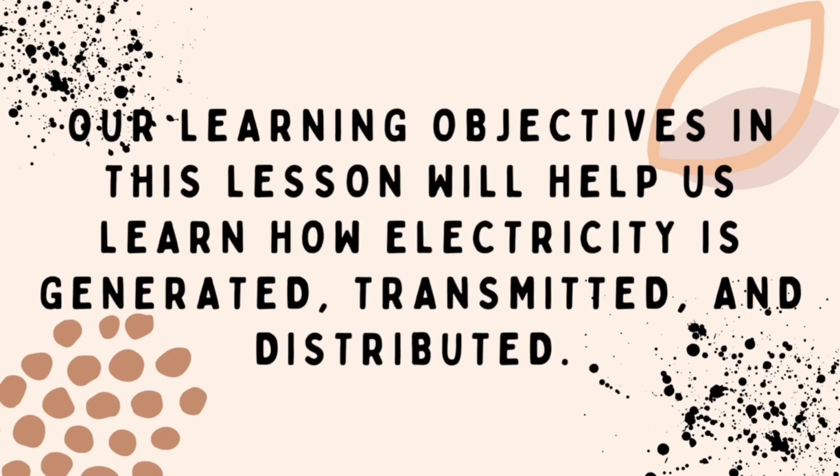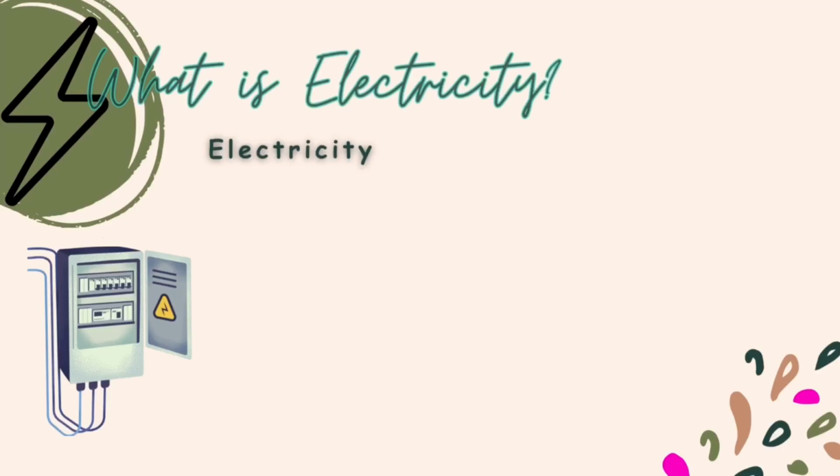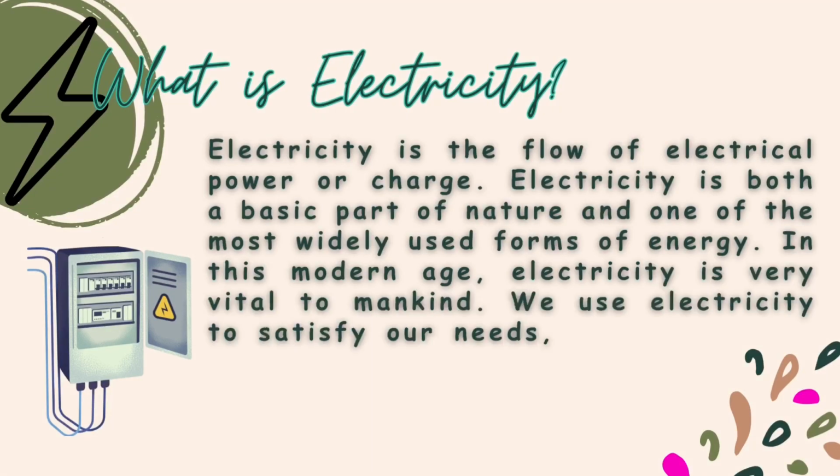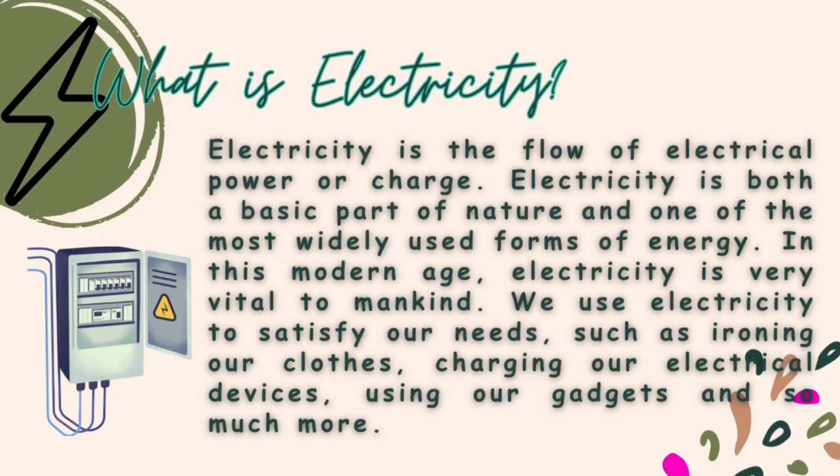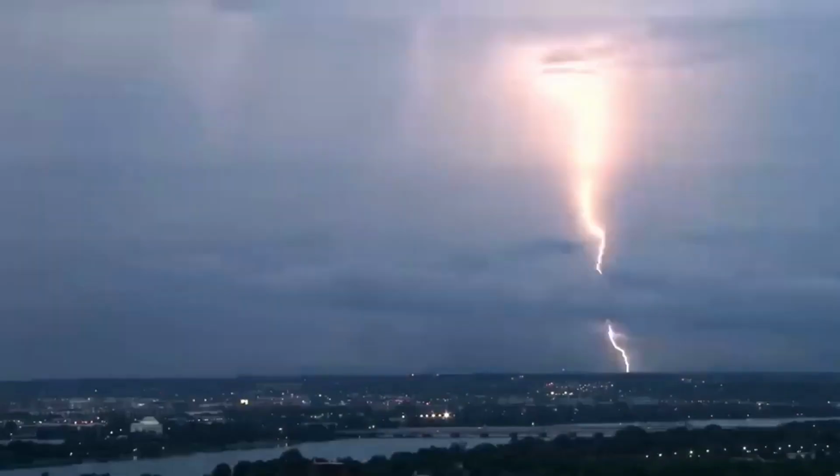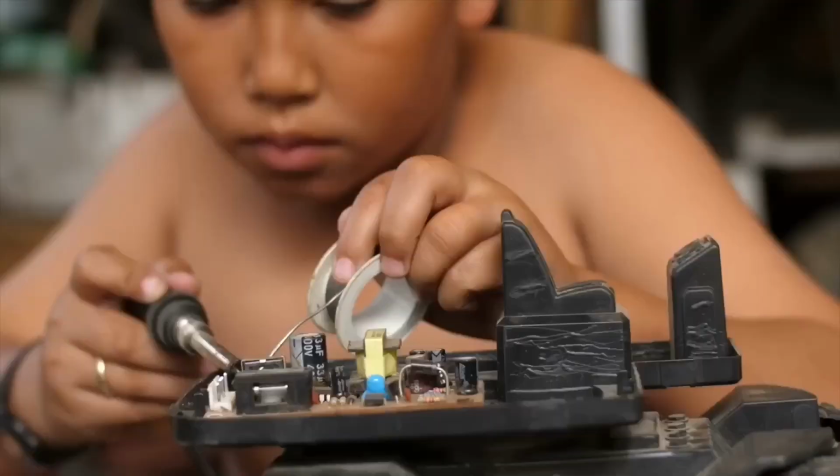Before we start, what is electricity? Electricity is the flow of electrical power or charge. It is both a basic part of nature and one of the most widely used forms of energy. In this modern age, electricity is very vital to mankind. We use electricity to satisfy our needs, such as ironing our clothes, charging our electrical devices, using our gadgets, and so much more. Most of the comfort we feel nowadays is because of electricity.